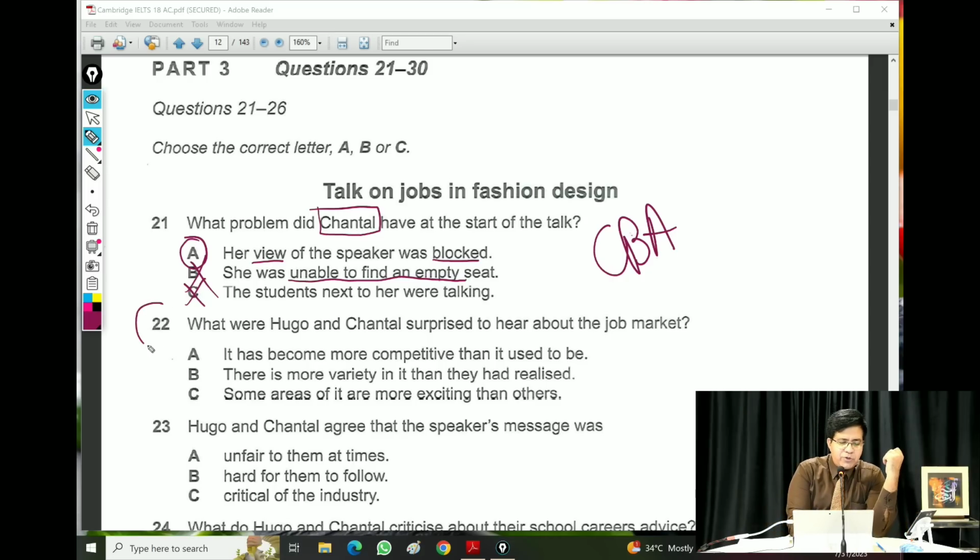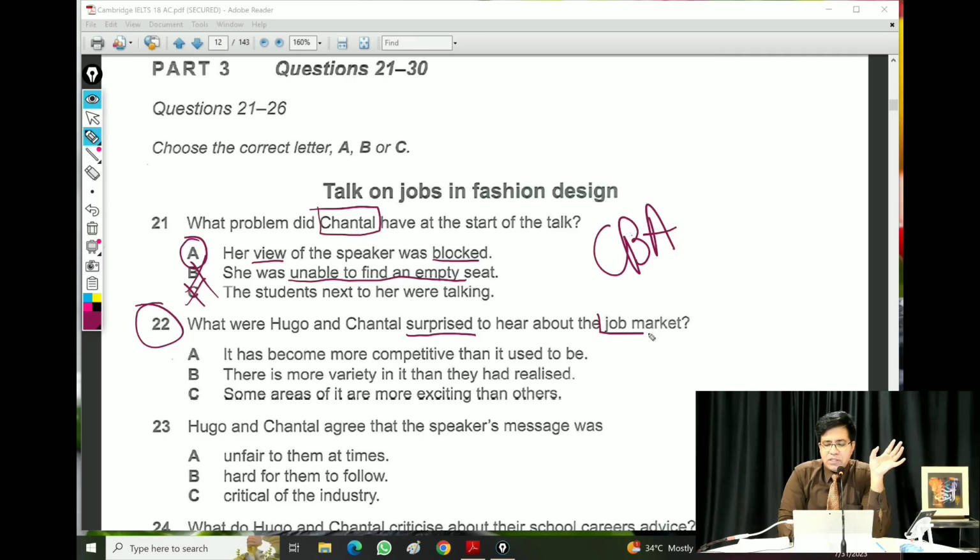Now, question number 22, please. What were Hugo and Chantal surprised? Underline surprised. And whenever they say surprised, for that they use the word I was astonished. And other one says me too. Or I was not expecting that. Me neither. Something like that. Astonished, surprised, or anything like that. Surprised to hear about job market. Out of 3 things, 2 things what they expected and 1 thing was surprising.